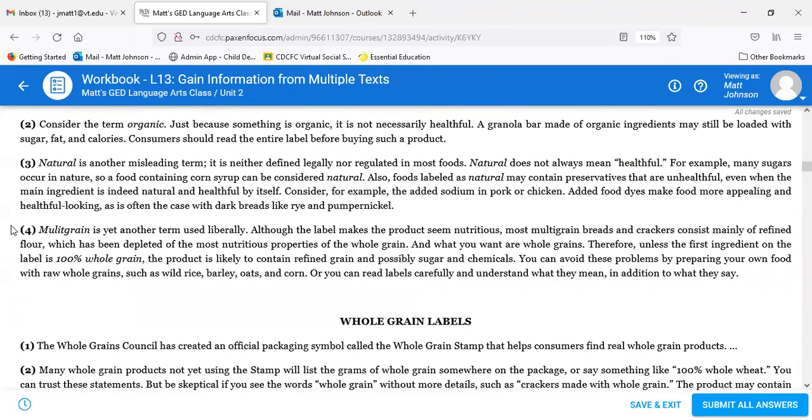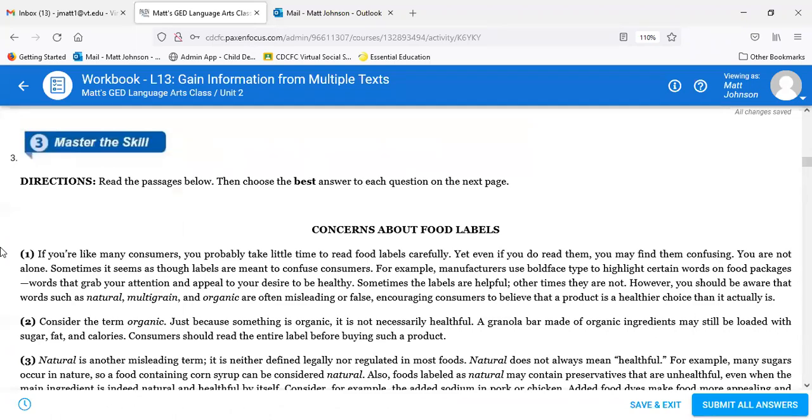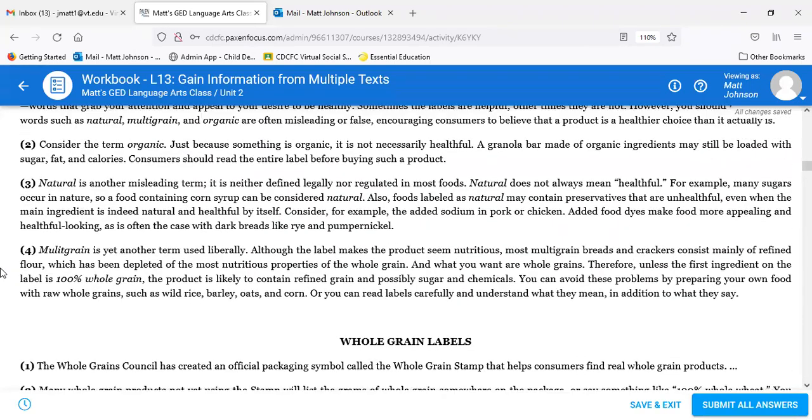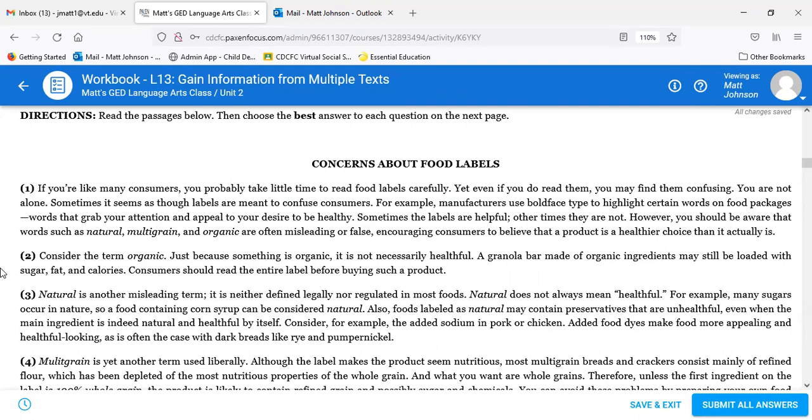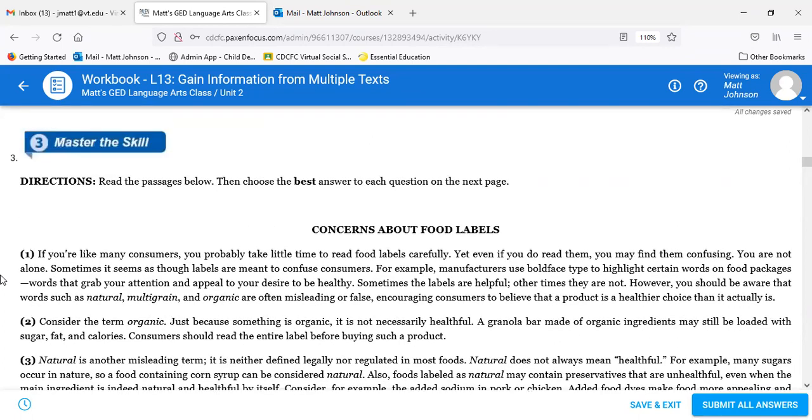Now we're concerned about food labels. Let's see here. Nilda, would you read our first passage on food labels? Yeah, the first passage, concerns about food labels.